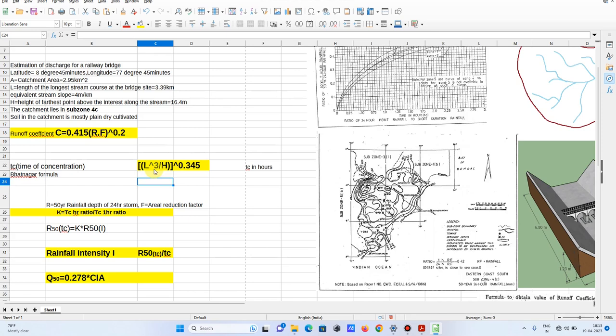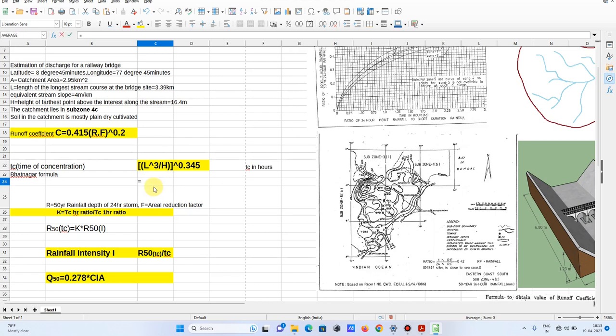This is L cubed by H to the power 0.345, where L is the length of the longest stream course at the bridge site, which is 3.39, and H is the height of the farthest point above the point of interest along the stream, that's 16.4 meters. So I'll apply this formula, and the TC comes in terms of hours.